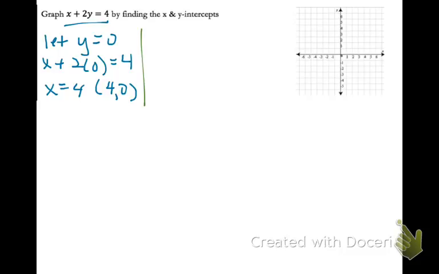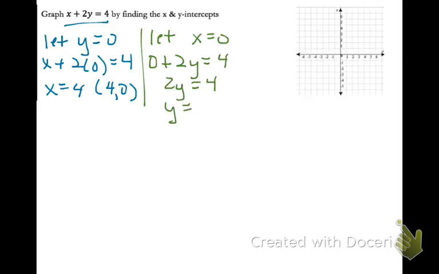Now for our y-intercept, let's let x equal 0. So 0 plus 2y equals 4. Divide both sides by 2, so y equals 2. So we have the point 0, 2. Now let's plot those points. So 4, 0, 0, 2. So at the origin, up, and just draw a straight mark. And that's, again, just practicing how to graph using the x and the y intercepts.